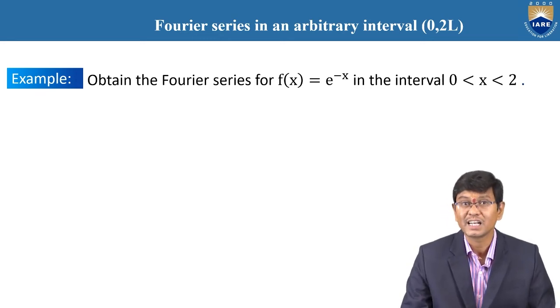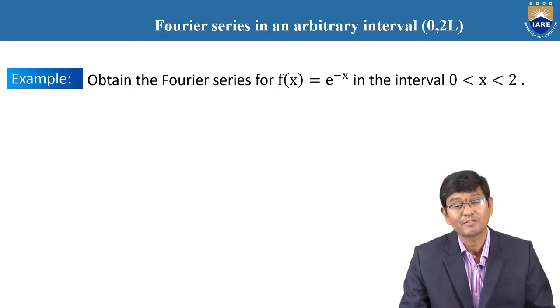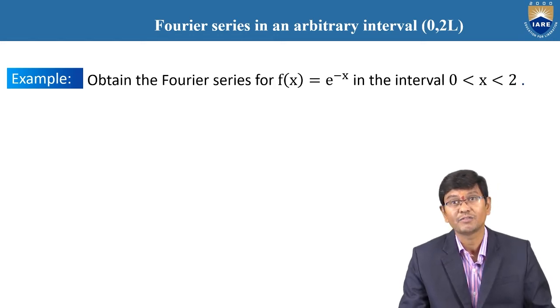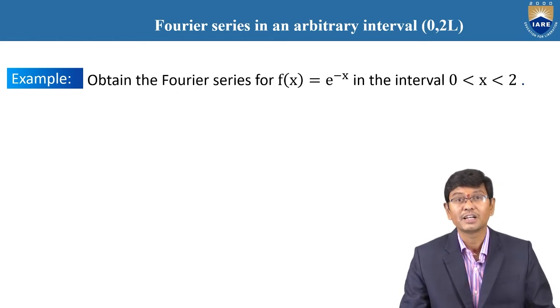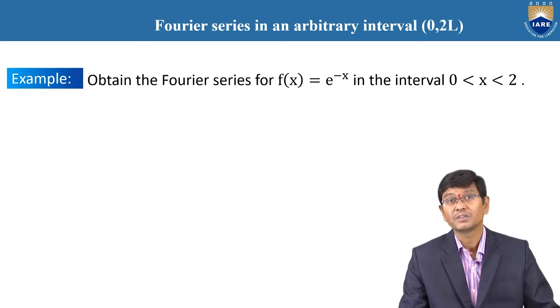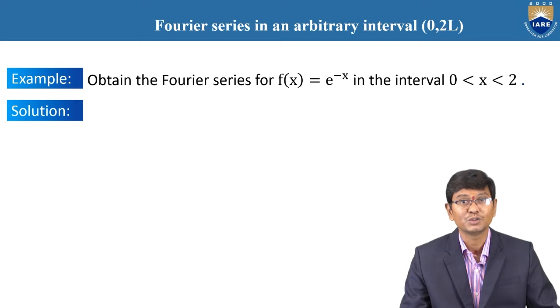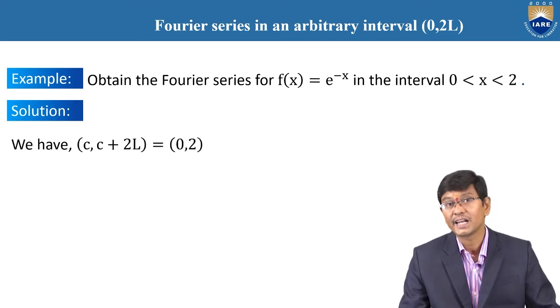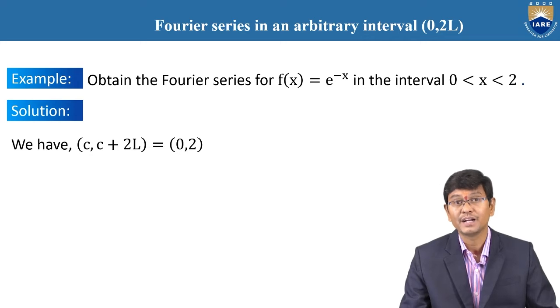Why? Because it is not asking for any half range series. It is clearly asking to find the Fourier series only. That means we need to assume it is a full range series. And here also the required Fourier series is f of x is equal to a0 by 2 plus summation n is equal to 1 to infinity of an cos n pi x by L plus bn into sin n pi x by L.